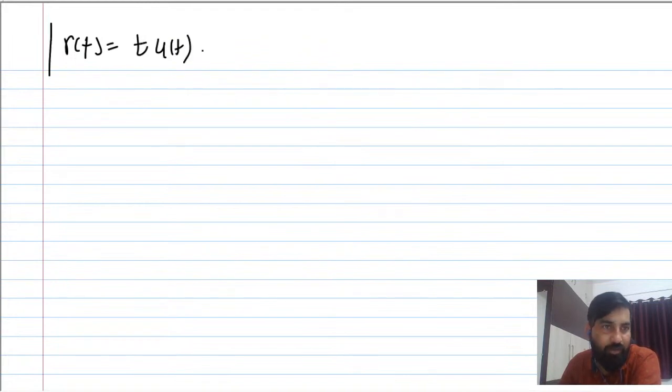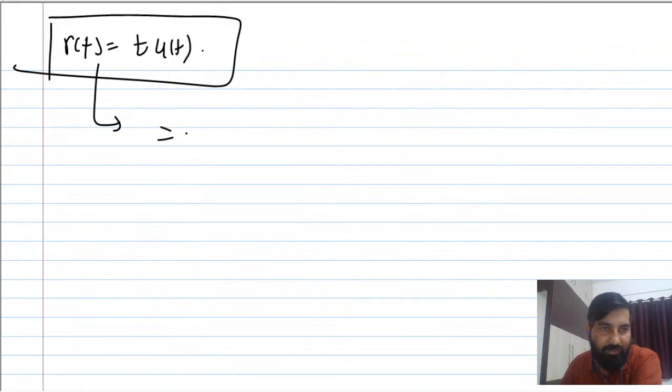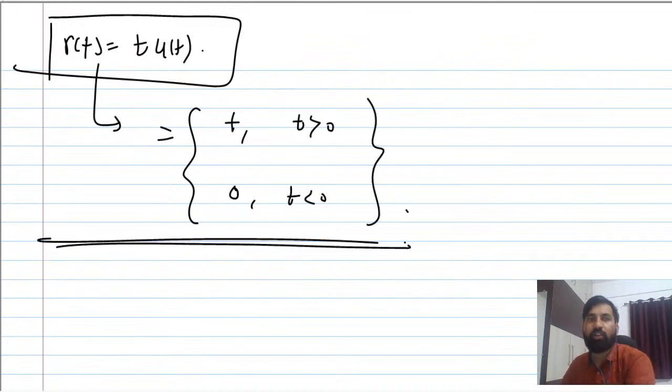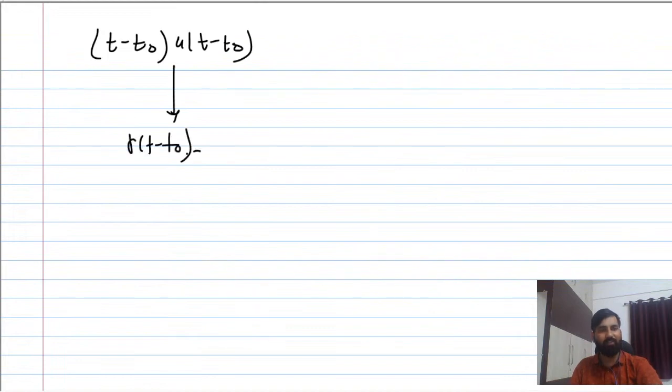So we can say that r of t is nothing but, in terms of unit step function, t times u of t. Remember its definition, which is defined for t greater than 0 and 0 for t less than 0. So wherever t u of t is written, you can always write r of t. Suppose this kind of situation is there, t minus t naught, u of t minus t naught. What is the meaning of this? You can write this as r of t minus t naught.